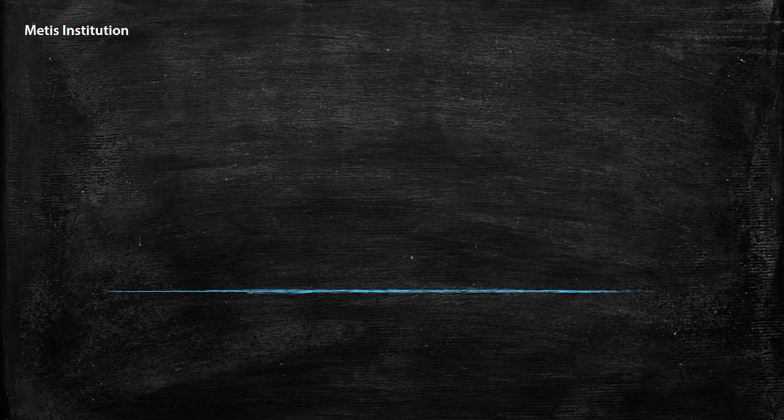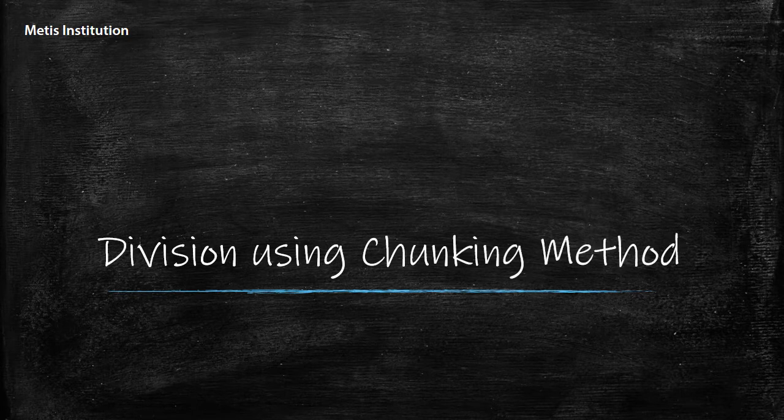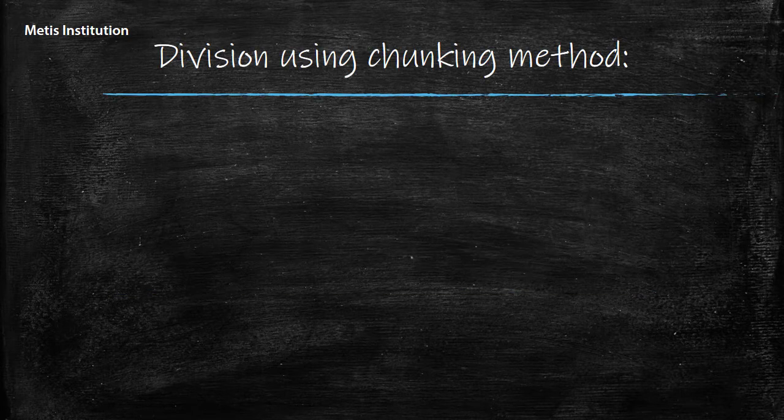Hello there! In this video, we are going to learn how to divide using the chunking method. It is called the chunking method because we are breaking down a number into smaller parts. For example, 45. We can break that down into 40 and also 5.